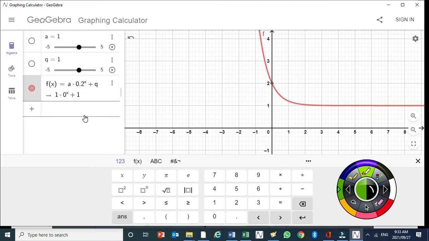So here we have got a value for b, which is 0.2. Okay, that's a fraction between 0 and 1. Okay, so I just want you to look at this.